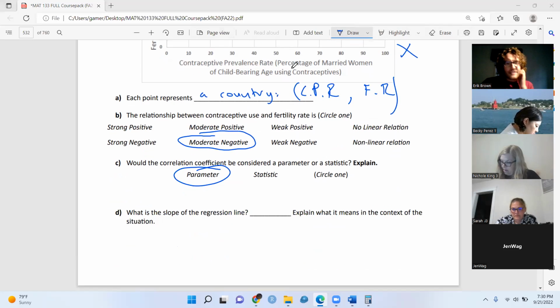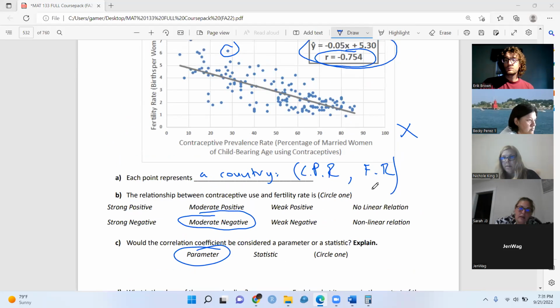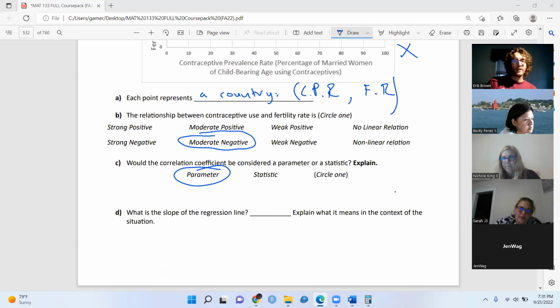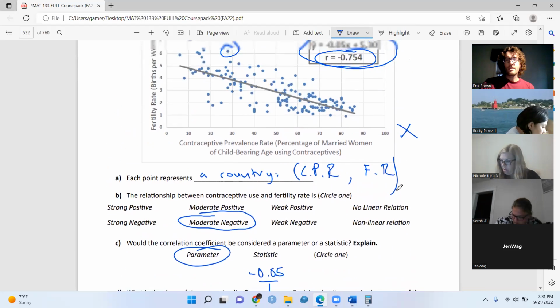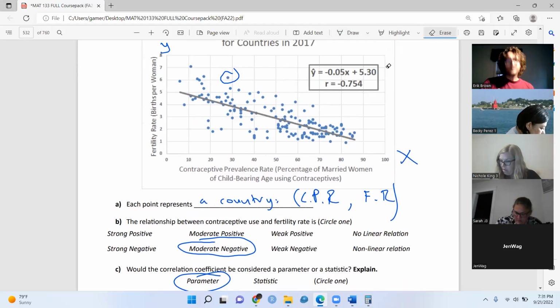Okay, so someone asked this in the chat, was it Sarah? You said, would D be the interpretation of the slope? Yes, that is the script, exactly. But first we have to state what is the number for the slope. Negative 0.05. Nailed it. How did we get that? Talk to me, Becky. Where did that come from? Oh, up top. You got it. Good.